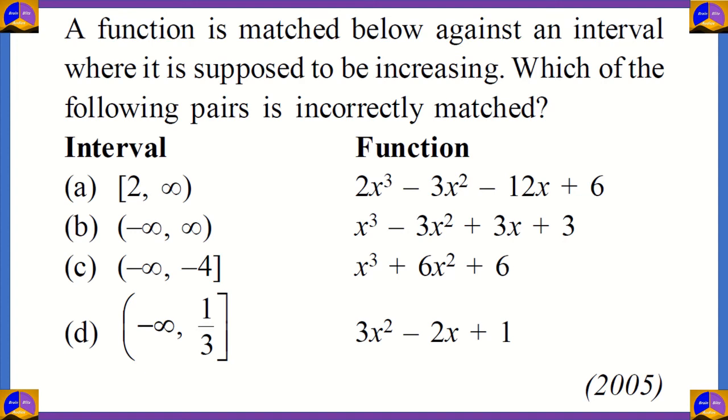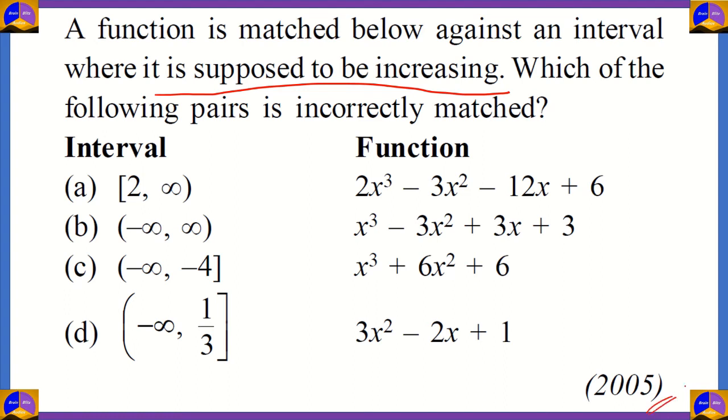Then in option C, the interval open interval minus infinity to closed interval minus 4 belongs to the function x cubed plus 6x squared plus 6. And option D, the interval minus infinity to 1 by 3, closed interval, with the function 3x squared minus 2x plus 1. So here the condition is that the function is supposed to be increasing. One of these is not increasing, so therefore that pair is incorrect.